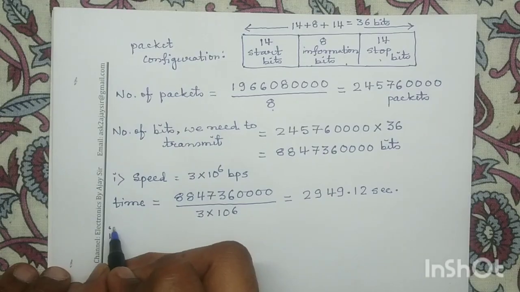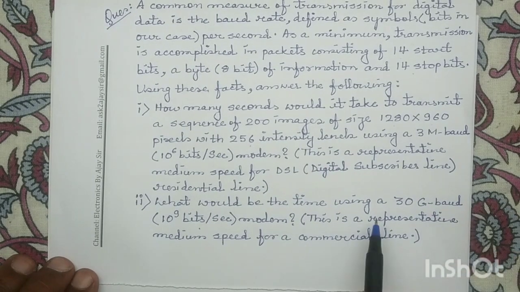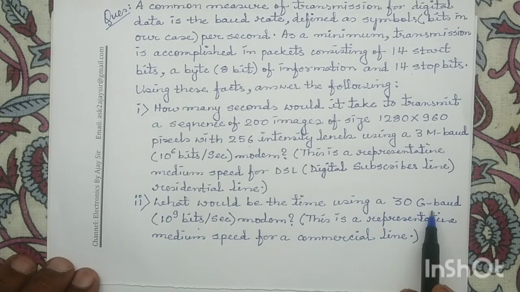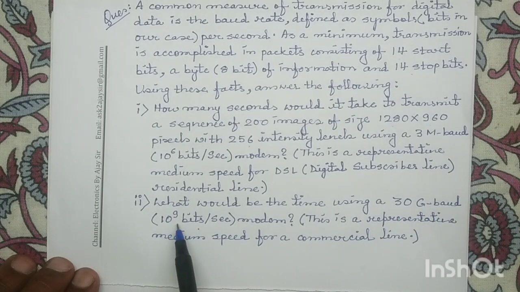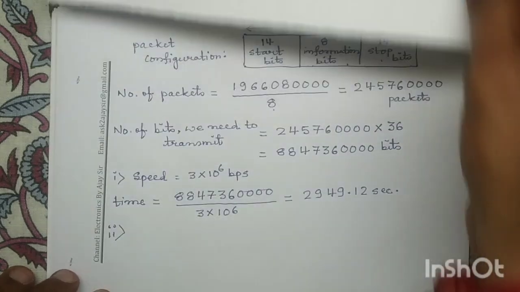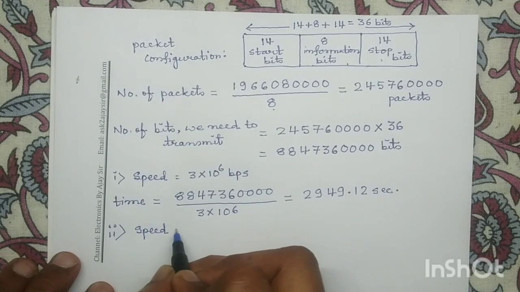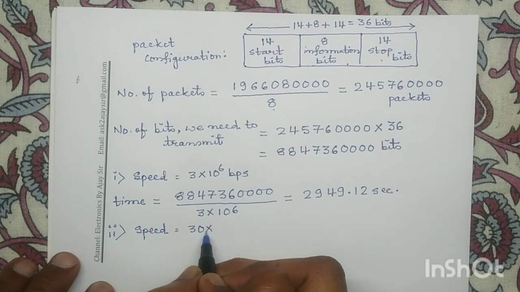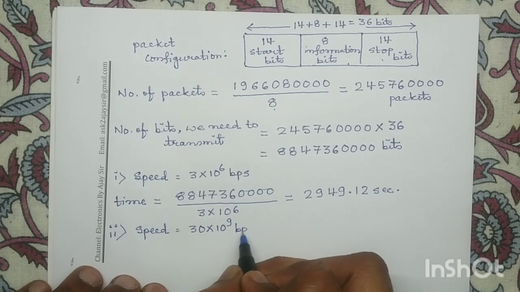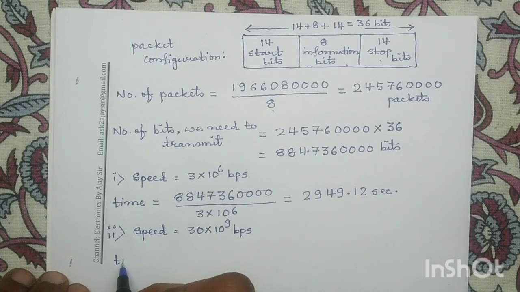In the second case study, if my transmission speed is 30 Gbaud, that is 30 into 10 to the power 9 bits per second, what would be my transmission time? So in the second case study, my speed is 30 into 10 to the power 9 bits per second, and for this speed we have to compute the transmission time.